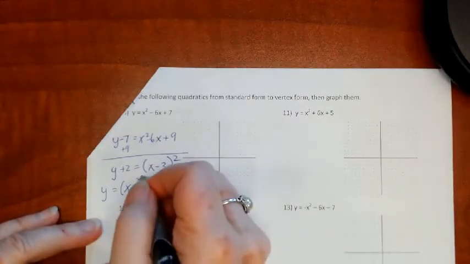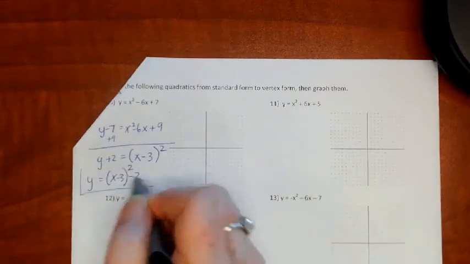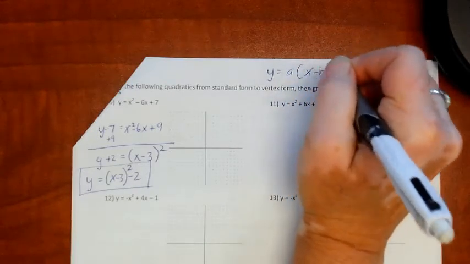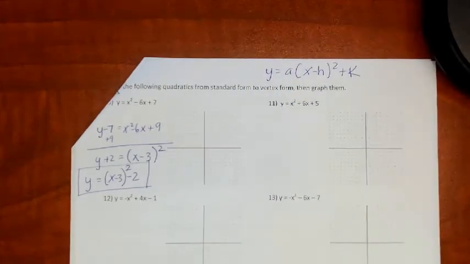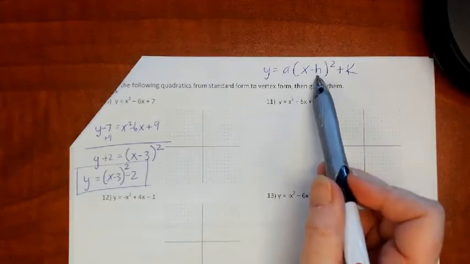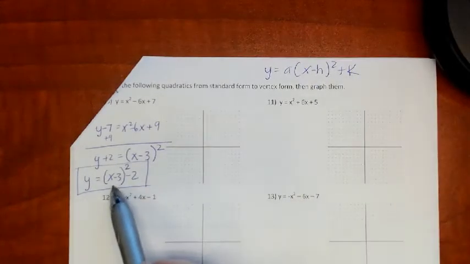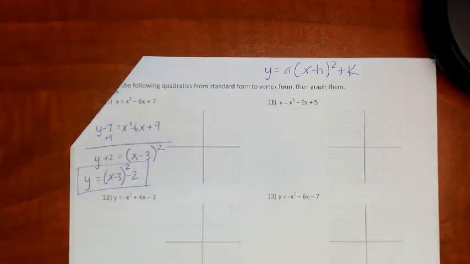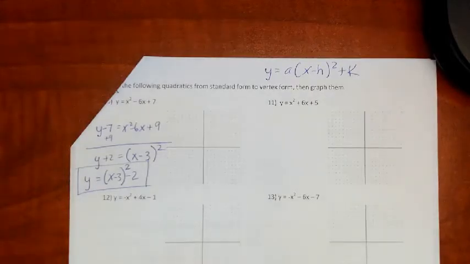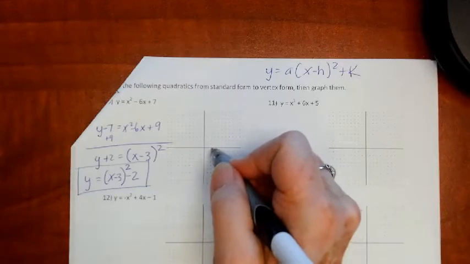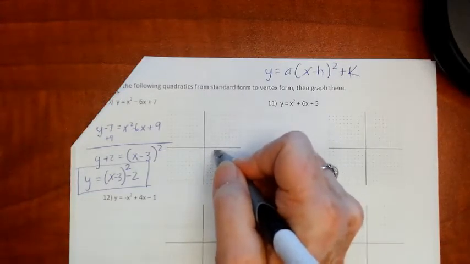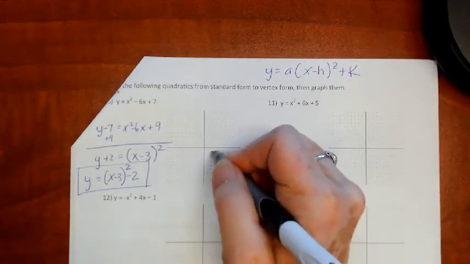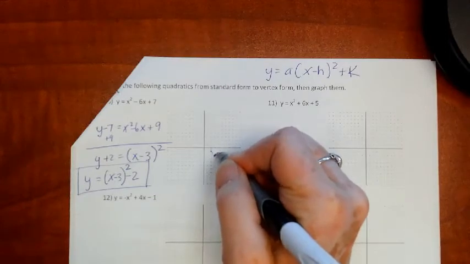So we know that, remember, y equals a times x minus h squared plus k? We know that h is a horizontal shift and k is a vertical shift. So I'm going to shift it, h is 3. So I'm actually going to shift it 3 to the right and down 2, and then I can kind of fake it.